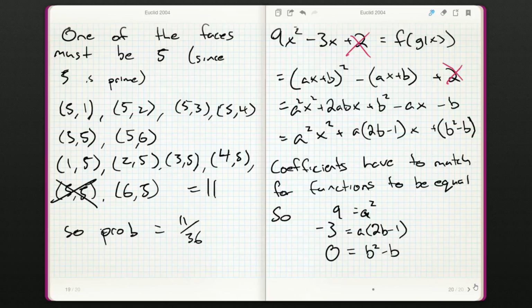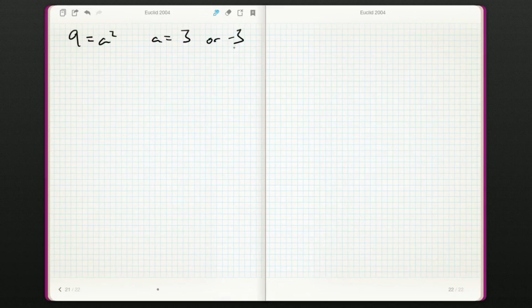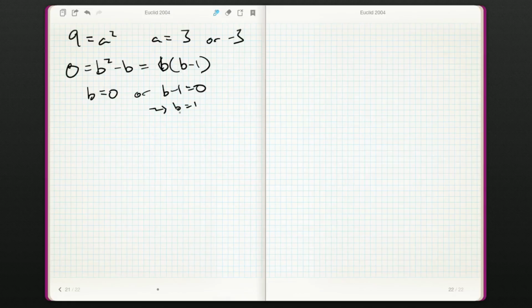I'm going to flip over to the other side of the page. 9 equal to a squared. A is going to be 3 or negative 3. Other thing I notice immediately, b squared minus b. That's going to be b times b minus 1. So either b is 0 or b minus 1 equals 0, but that's really just b equals 1.